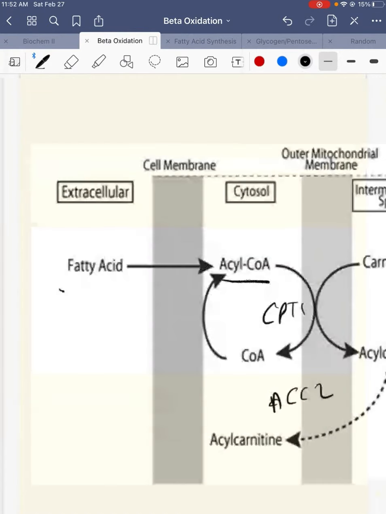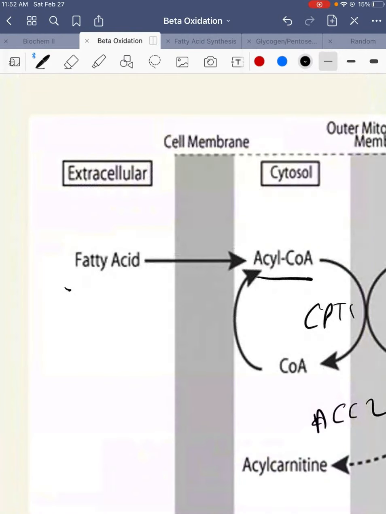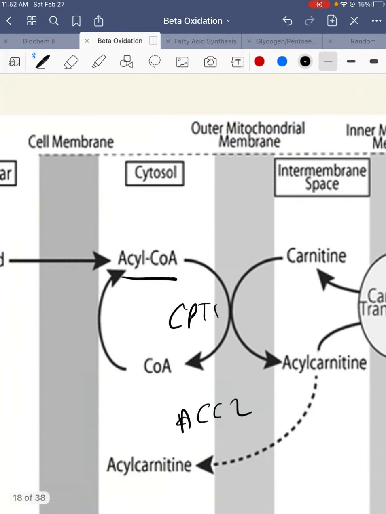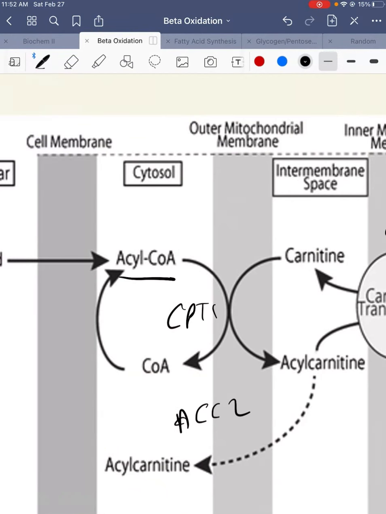So this is the fatty acid. It's in the extracellular space. We talked about how it can enter the cell using facilitated or simple diffusion. Once it's inside the cell, we'll do the acyl-CoA synthase reaction I just briefly talked about, and we'll get acyl-CoA. Okay, so now this is acyl-CoA in the cytosol. We're ready to start beta oxidation.